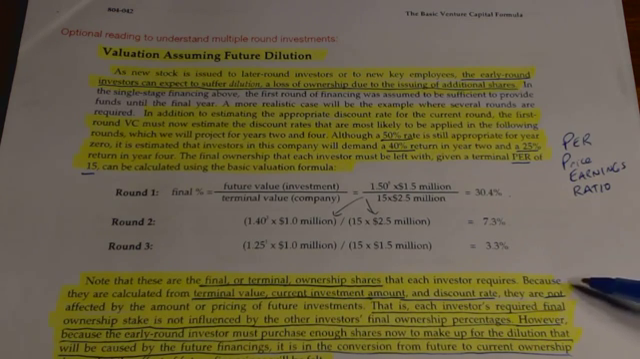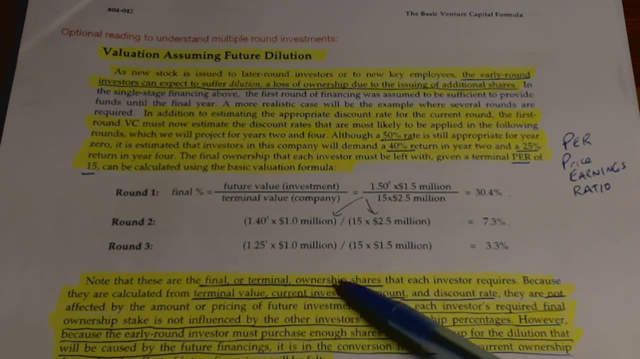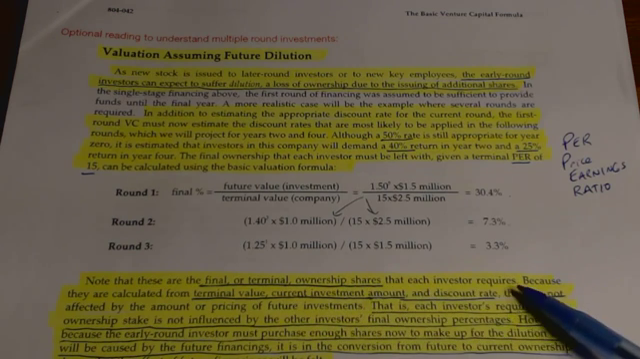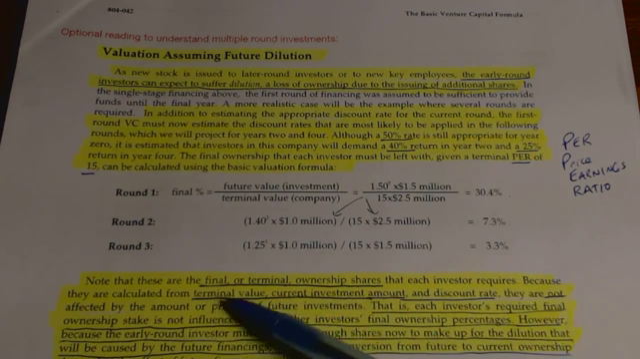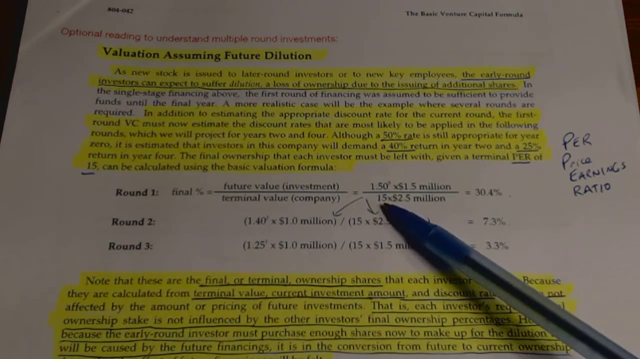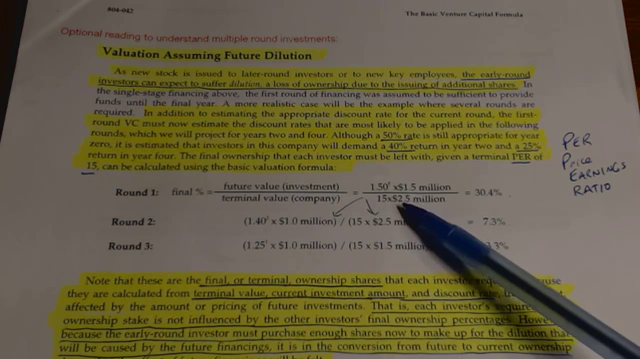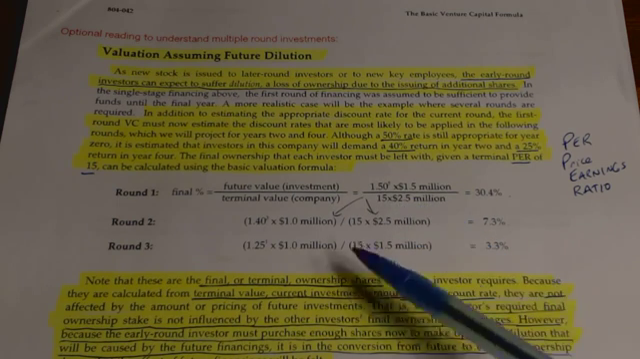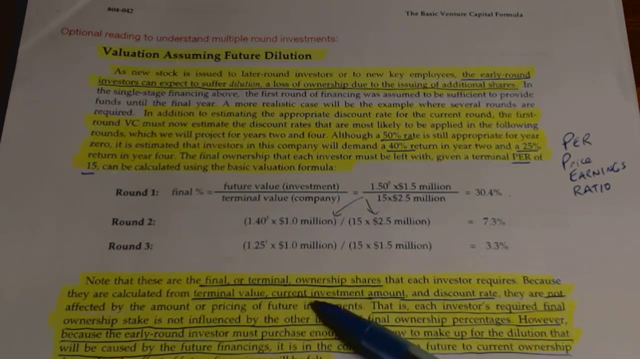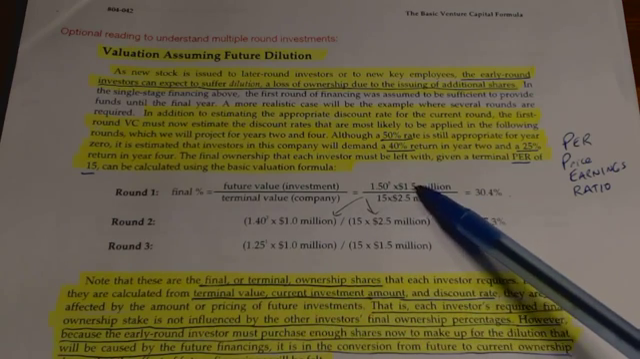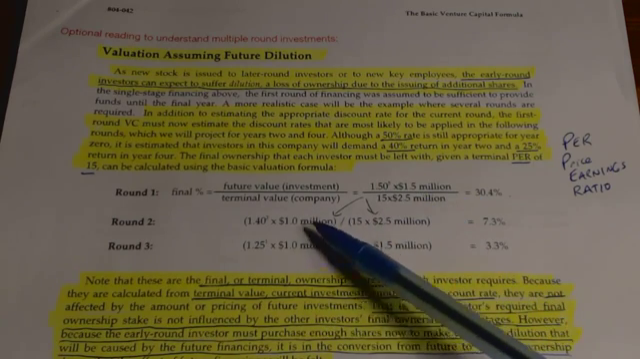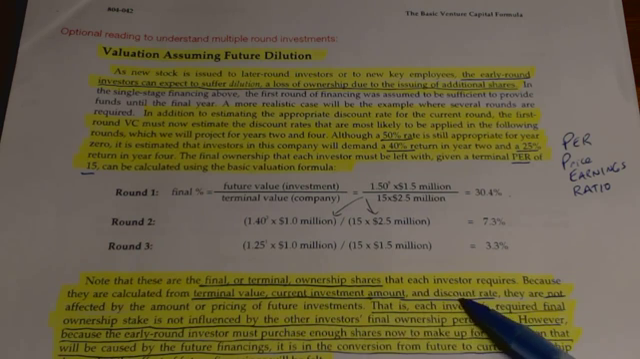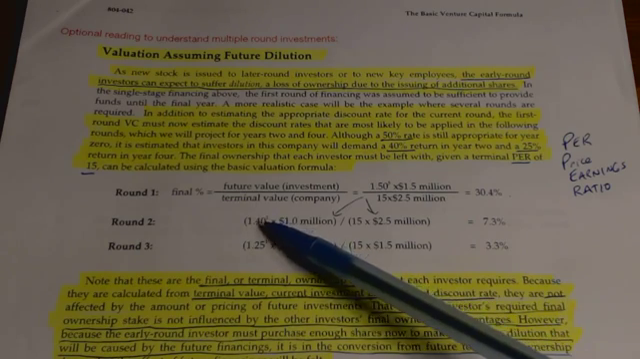Okay, so note that there are final or terminal ownership shares that each investor requires because they're calculated from the terminal value, which is 15 PE times the final year's earnings. That's what you base the terminal value on. The current investment amount, which is in this guy's case 1.5 million, in these two guys 1 million, and the discount rate, which is the IRR.